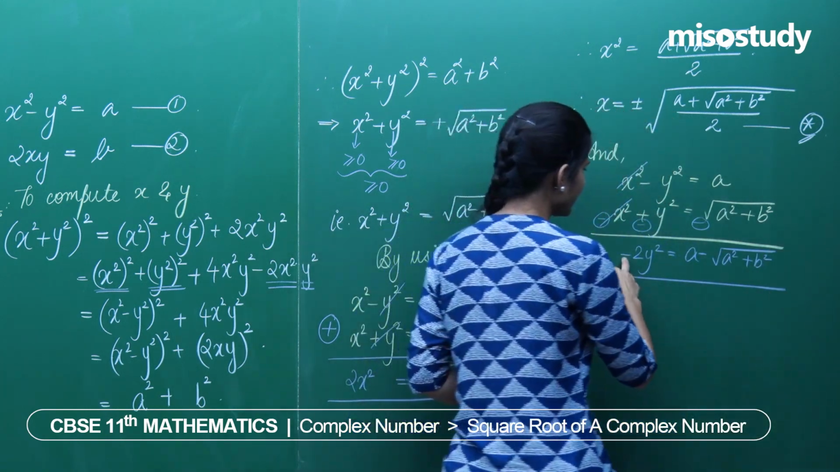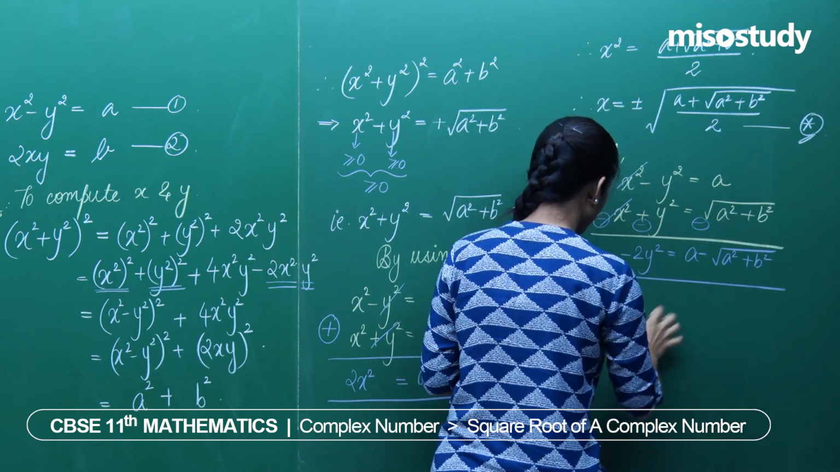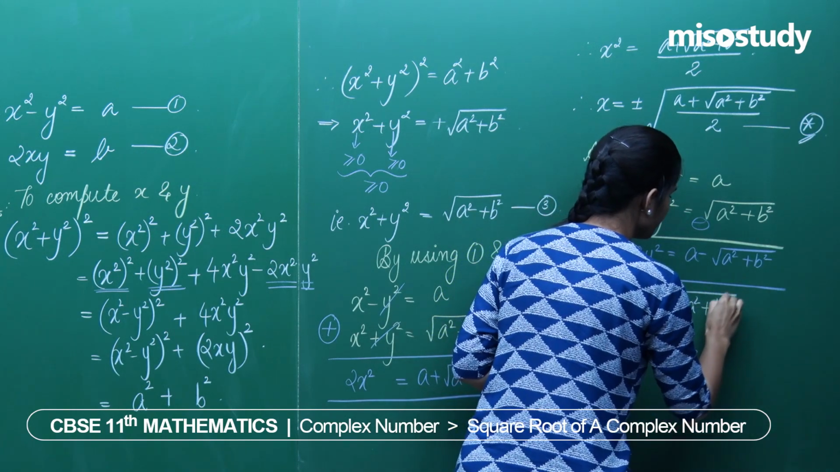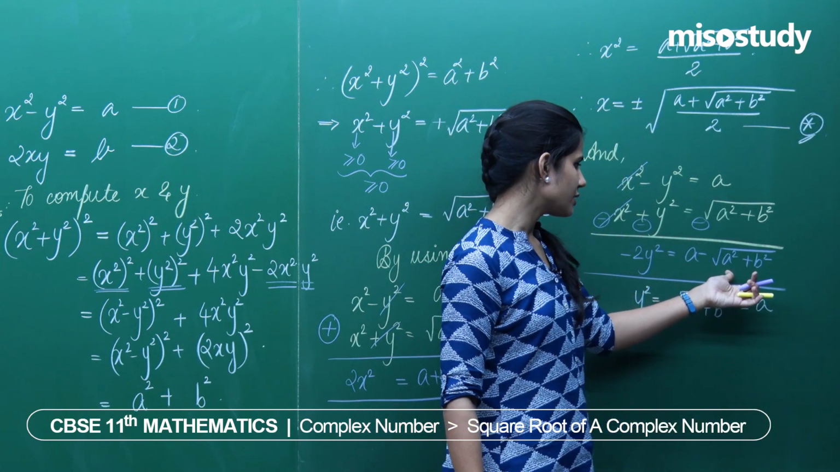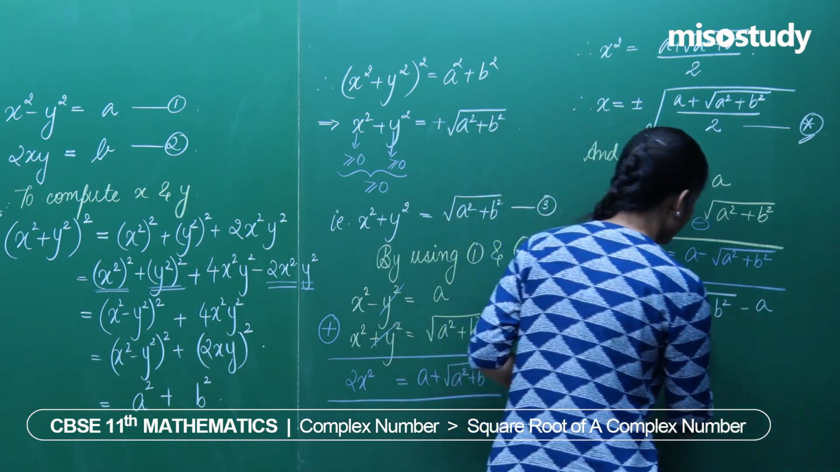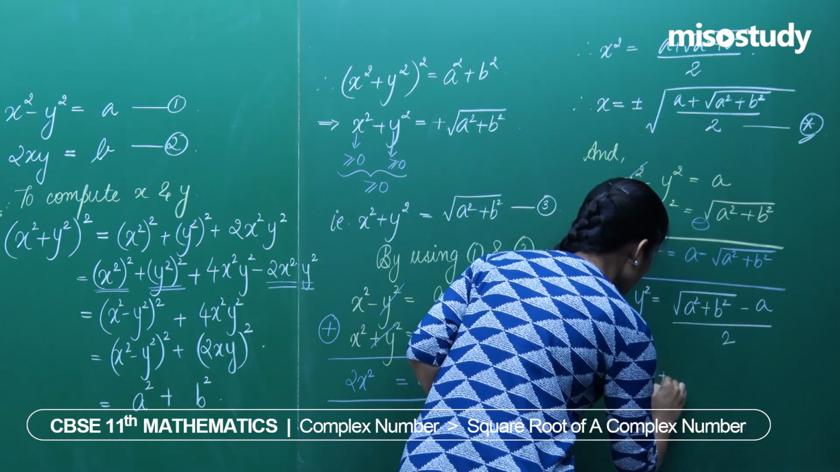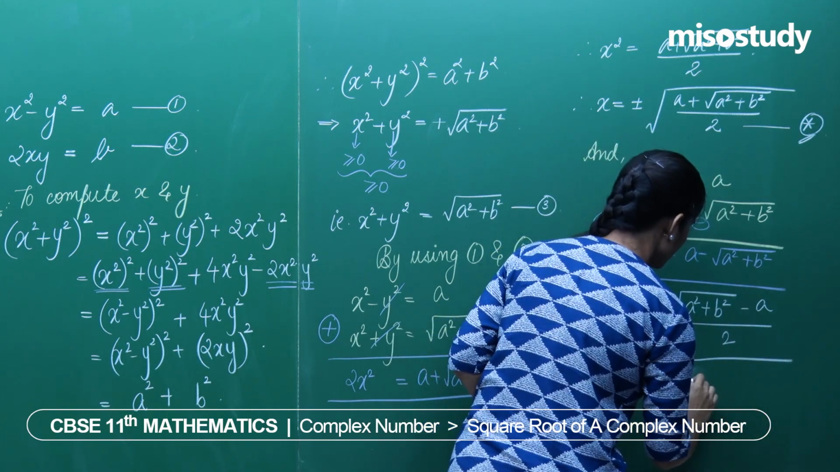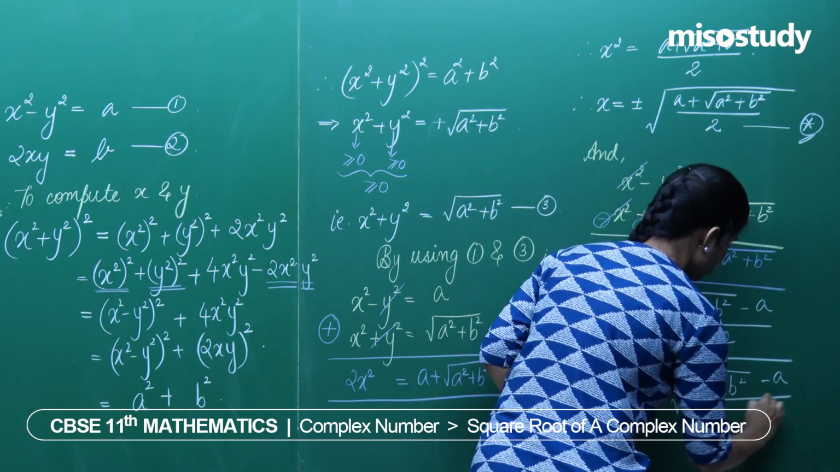Clear? I can take out minus from here. What will I be left with? I will be left with y square equal to root over a square plus b square minus a, because when you take out minus common you are left with root over a square plus b square minus a. Minus from here and minus from here get cancelled out, you are left with this upon 2 as y square, and therefore y is plus minus square root of under root a square plus b square minus a whole upon 2.